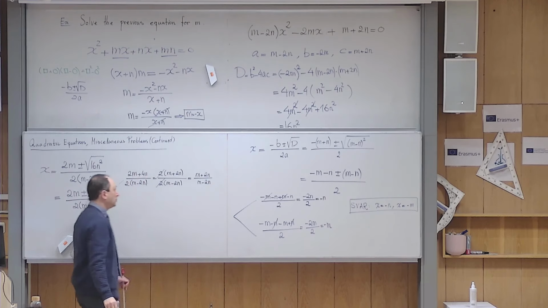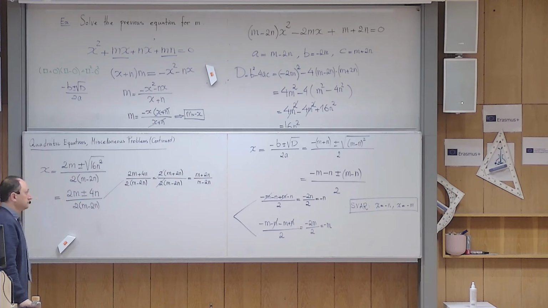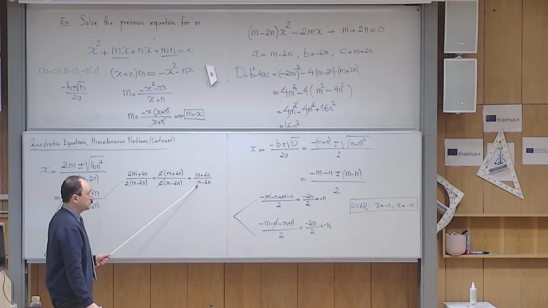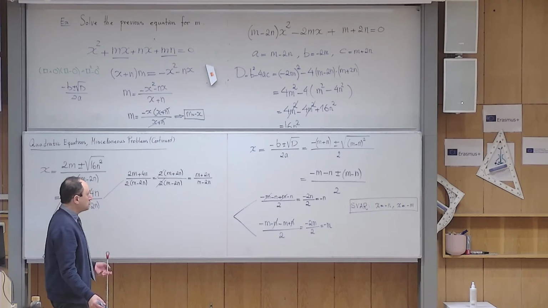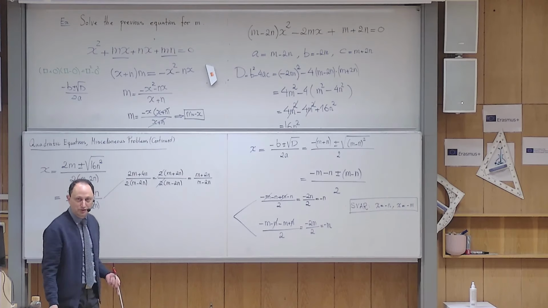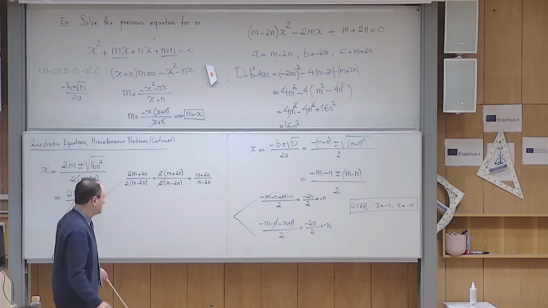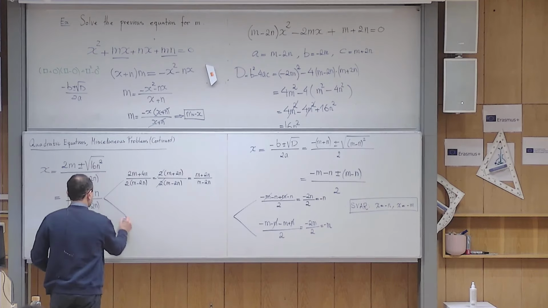Can I simplify more? Yes? Can I? No. The reason is that m is common, but it is not a factor. It's a summand. We cannot simplify. n is common, but it is not a factor. It's a factor of this part, but not the factor of the whole part. So it's important to understand the problem is finished. Don't insist to continue more. The problem is finished.